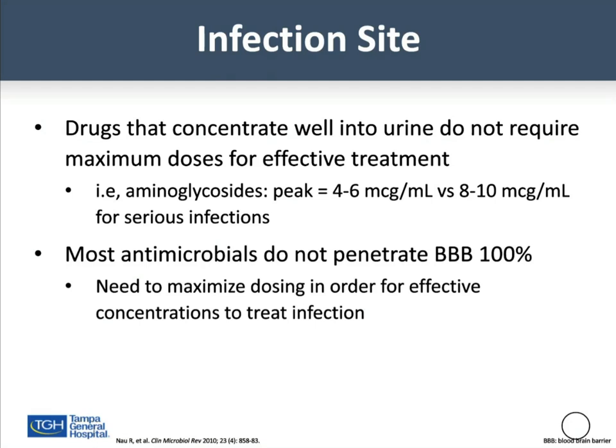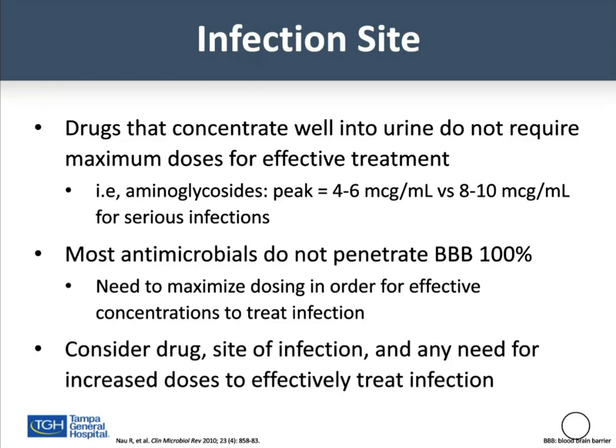Additionally, most antimicrobials do not penetrate the blood-brain barrier into the CNS 100%. There's some drugs that certainly penetrate this area of the body more so than others. But for the most part, whatever drug you pick, you're going to need to be maximizing your doses to penetrate into the CNS for known or suspected infections. And then for some drugs, as you decrease that inflammation, that might also be influencing the fact that you need to be maximizing those doses for these infections. So consider what drug you're using, where you want it to get to, and if you need to be increasing the doses to effectively treat your infection.